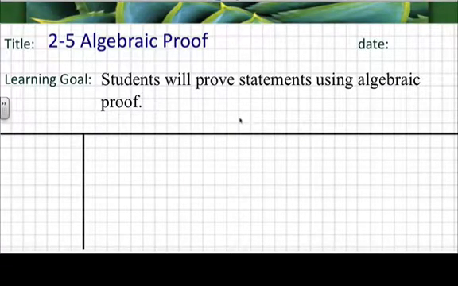In section 2.5, we're going to start learning how to complete proofs, which are a big part of what we're going to learn in geometry. But to do this, we're going to actually start with proofs that are more algebraic. We're using algebra because it's something that we already know, and it's going to make sense to us when we start learning and looking at how to complete the proofs. So our learning goal is that students will prove statements using algebraic proof.